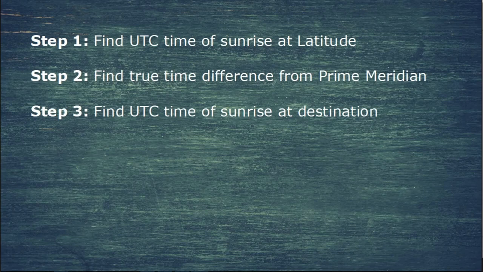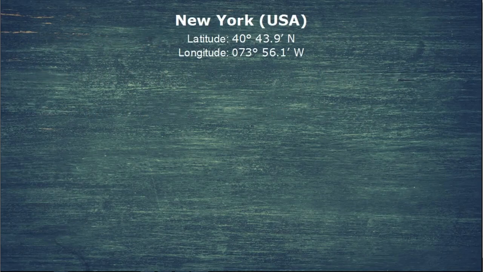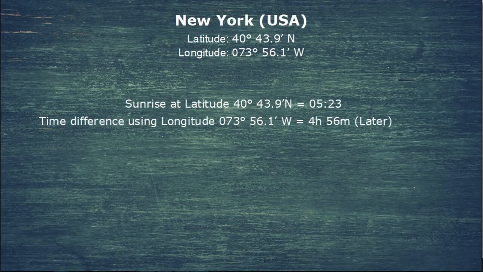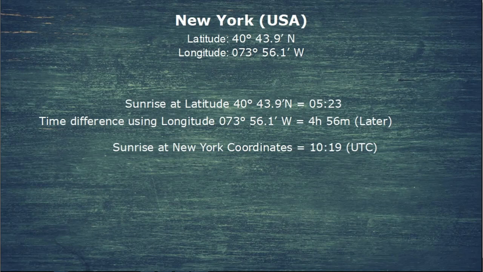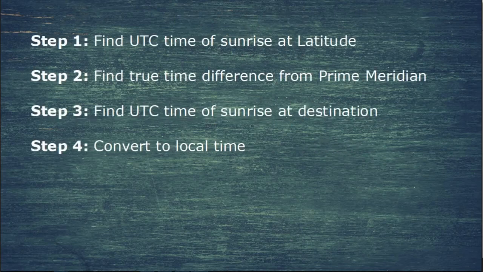Next we want to find the universal time of sunrise at our destination. Now this is applying that time difference to the UTC time that we've read out of the almanac. So all we do is take our position, and we know that the sun rises on our particular latitude at 5:23 in Greenwich, but it's going to rise 4 hours 56 minutes later on our longitude. Because we're at 73 degrees, we're not at 0 degrees. All we do is we add these two together to find out that in New York the sun will rise at 10:19 universal time.